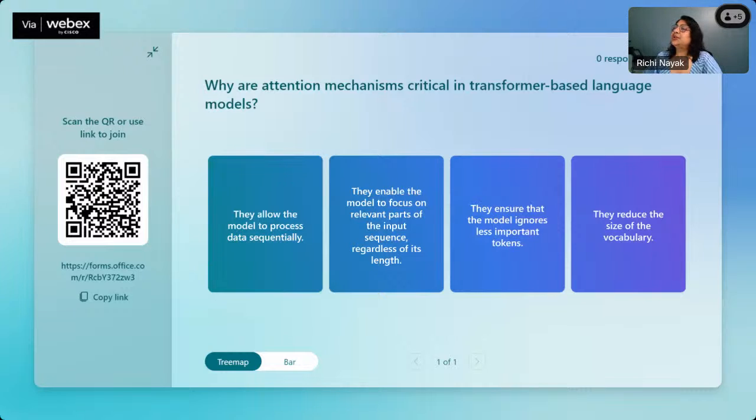Another quiz question: why are attention mechanisms critical in transformer-based language models? Yep, the answer is B, because they allow you to focus on relevant parts of the input sequence.